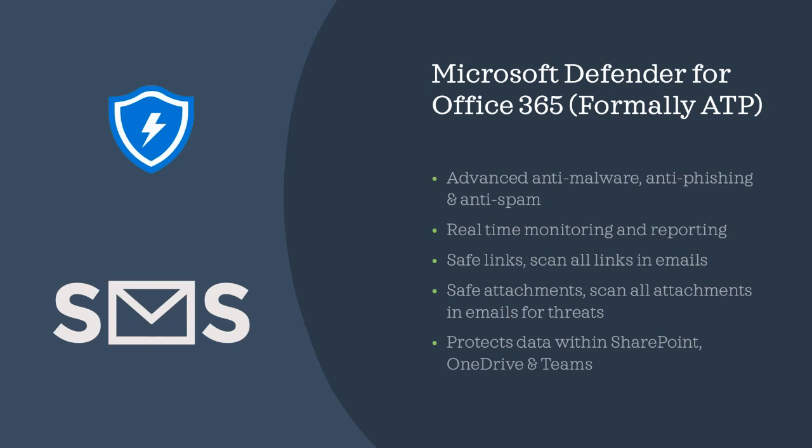So one of the features and one of the add-ons that you can get is a service called Microsoft Defender for Office 365, which was formerly called ATP, or Advanced Threat Protection, as some people may have heard it called before. And all this basically is an advanced anti-malware, anti-phishing and anti-spam service.